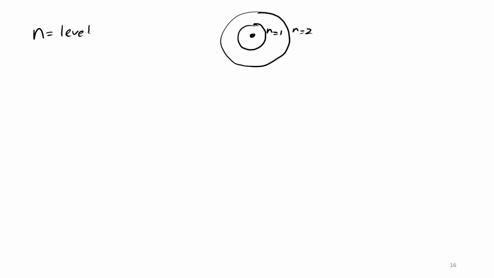Next, we'll try to bring together what we just did about the quantum numbers. We saw n is the principal quantum number, which tells you about the level. You have your nucleus, and these are the levels. And then L is about the sublevel. Sublevels are like the orbitals, and you can see their shapes.